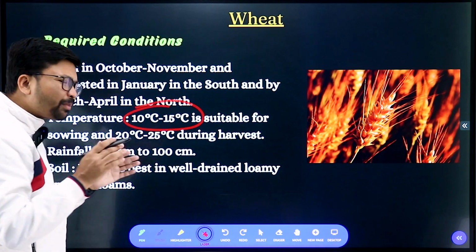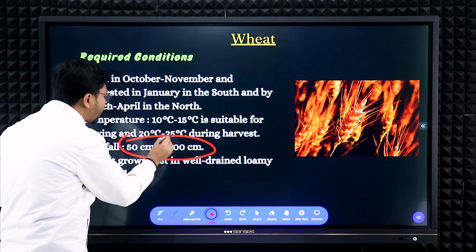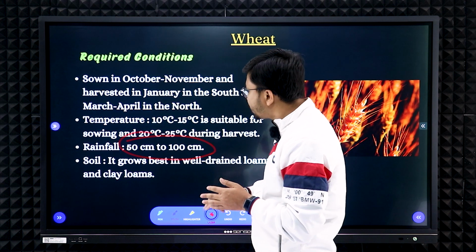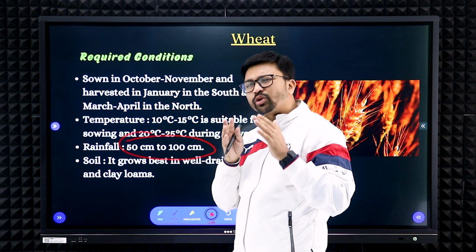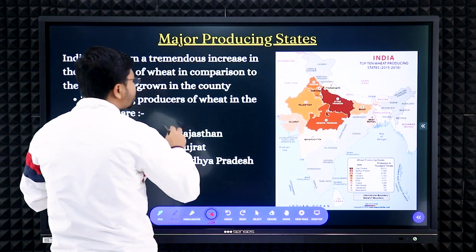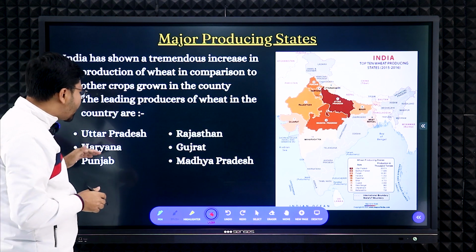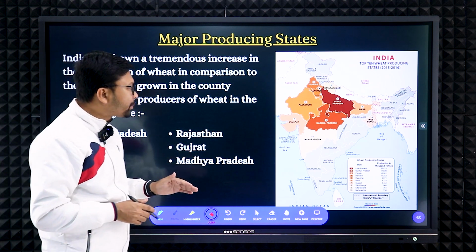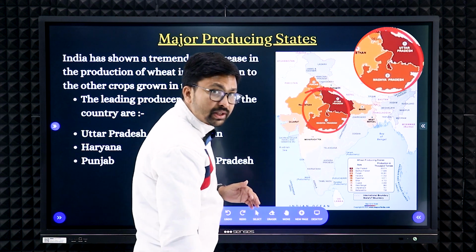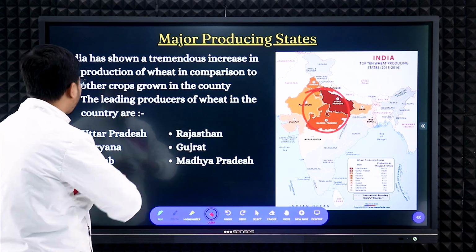Next, the rainfall. Rainfall is required less because it is a rabi crop. How much rainfall? 15 to 100 centimeters. And obviously fertile alluvial soil is required to grow wheat. Now the major wheat producing parts of India: Uttar Pradesh, Rajasthan, Haryana, Gujarat, Punjab and Madhya Pradesh, right? Those are the places where there is an effect of western disturbances, and there we can get such crops easily.